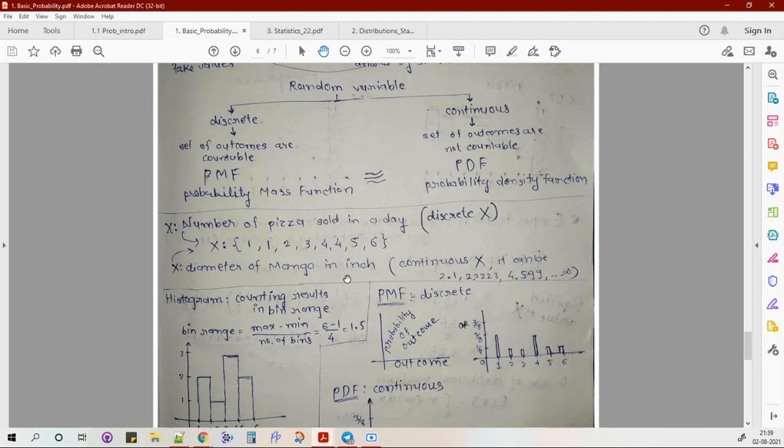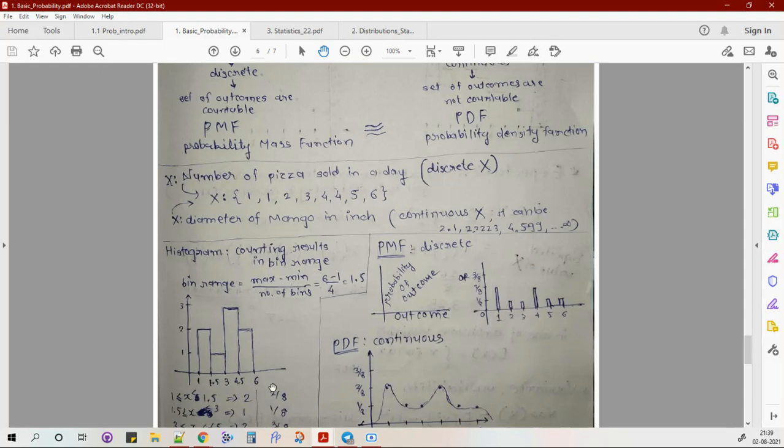Histogram is nothing but simple counting. If you're writing the count 1 equal to 2, 2 equal to 1, 3 equal to 1, 4 equal to 2, 5 equal to 1, 6 equal to 1, like that, it's a histogram. But we are just putting it in this bar format, and there is one specialized thing.